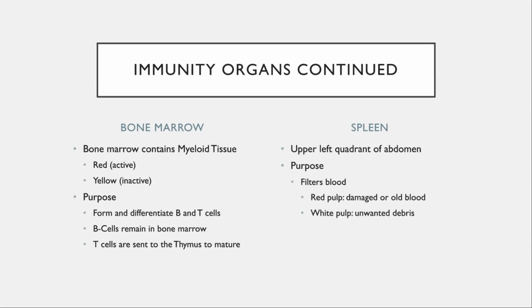The spleen is located in the upper left quadrant of the abdomen, and the purpose is to filter blood. And it produces either red pulp, which is damaged or old blood cells, or white pulp, which is unwanted debris.